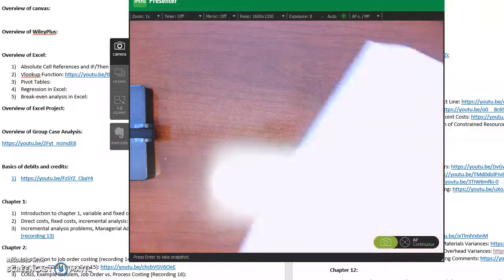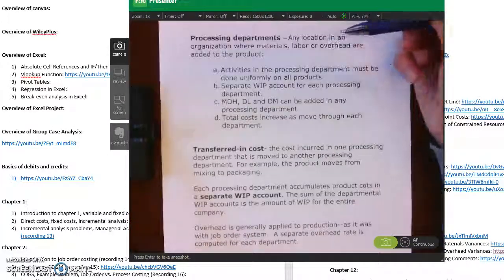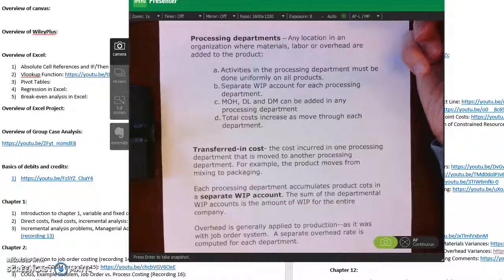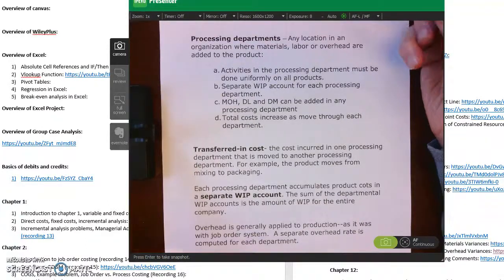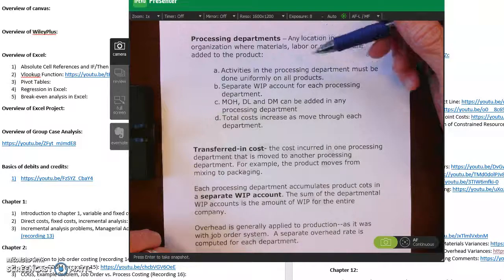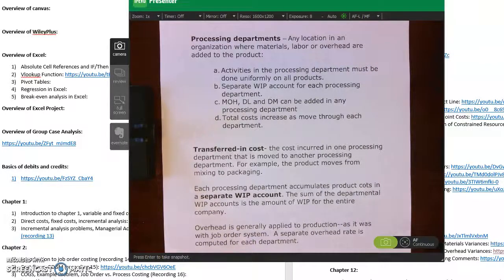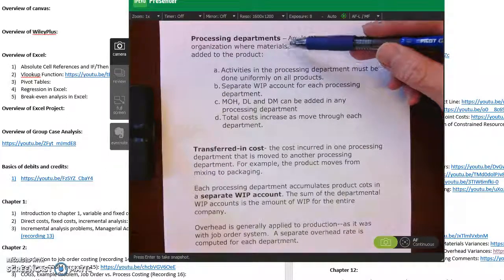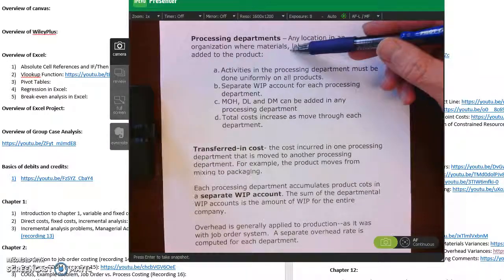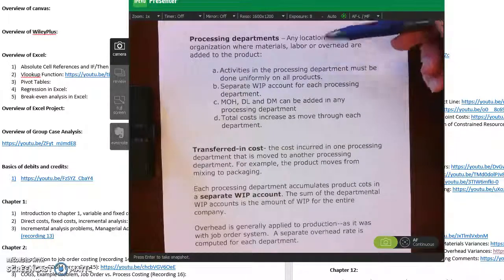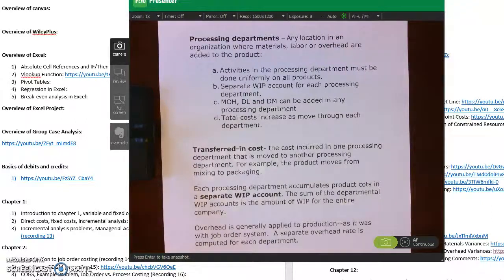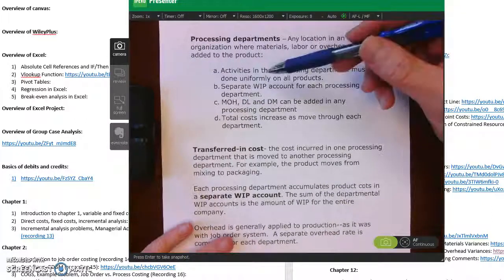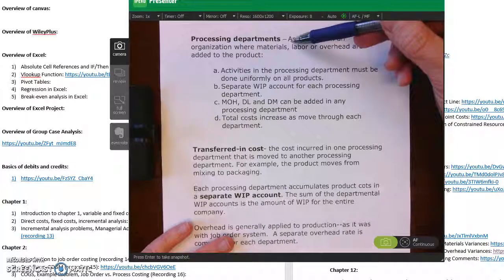Okay? When we talk about the term processing department, we can refer to a processing department as any location, any department in which we add materials, labor, and overhead to the products. So if we make soap and we have a mixing department and we have a packaging department, we could add materials, labor, and overhead to the mixing department, and we could do the same thing to the packaging department. Okay, and those would be two processing departments.